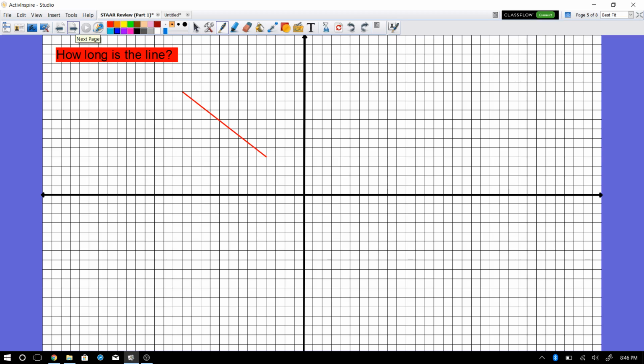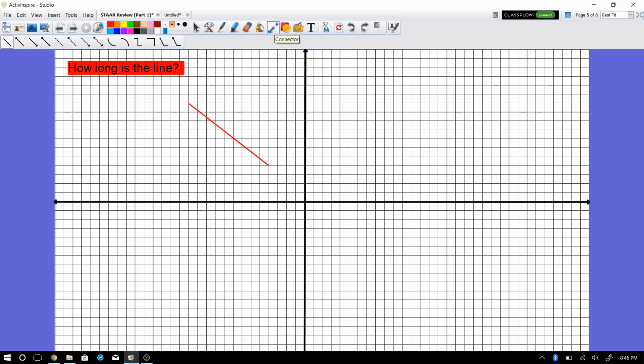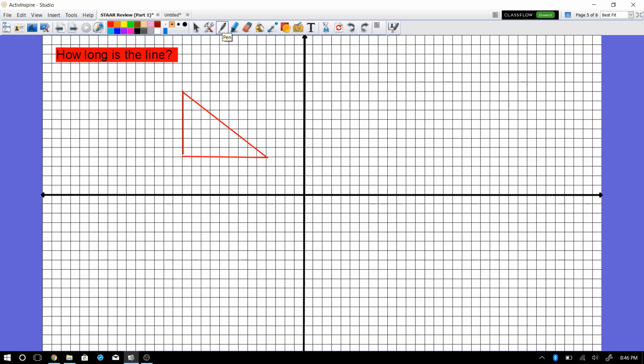All right, so how long is the line? It's like, oh, I have no idea. I can't count the squares. I have no idea. I made this line up. I have not solved this problem. I have no clue. But what we can do is make a right triangle and then count the side lengths.